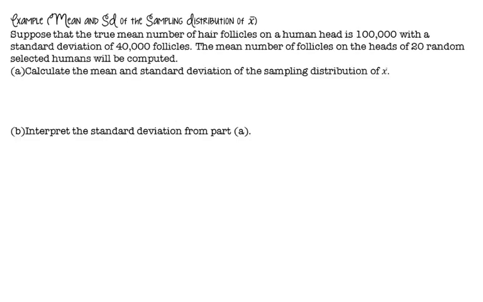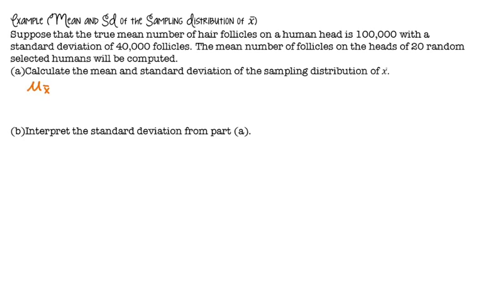All right, an example of finding the mean and the standard deviation of the sampling distribution. Suppose the true mean number of hair follicles on a human head is 100,000 with a standard deviation of 40,000. The mean number of follicles on the head of 20 randomly selected humans will be computed. Calculate the mean and standard deviation of the sampling distribution of x bar.